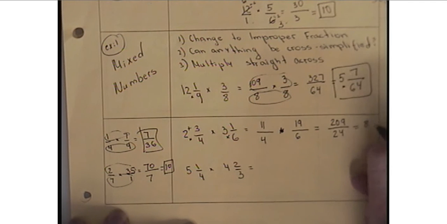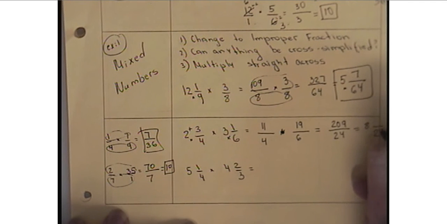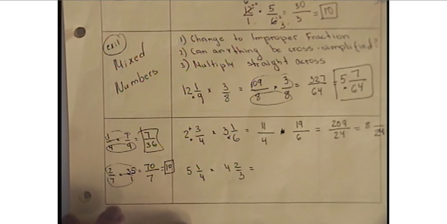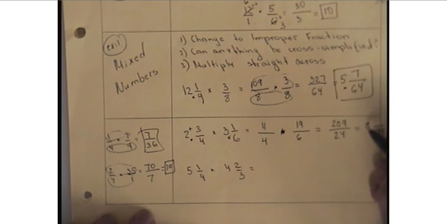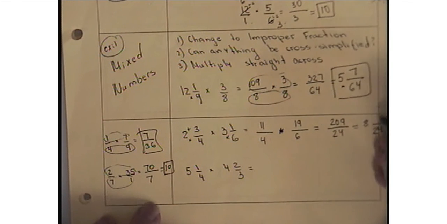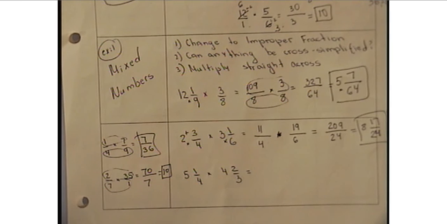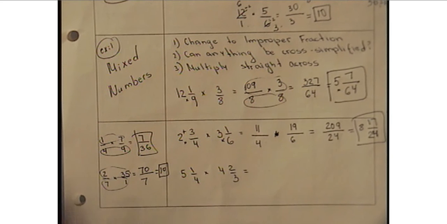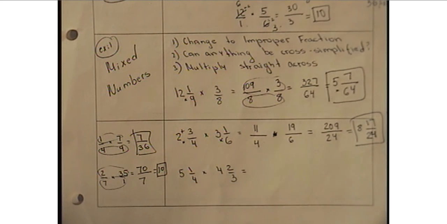Okay, if we divide 209 by 24, we will get that 24 goes 8 times into that number. So now 8 times 24 is 192. The difference of 192 and 209 will be 17. So 8 and 17 over 24 will be the final answer here. Okay, another example of mixed numbers.